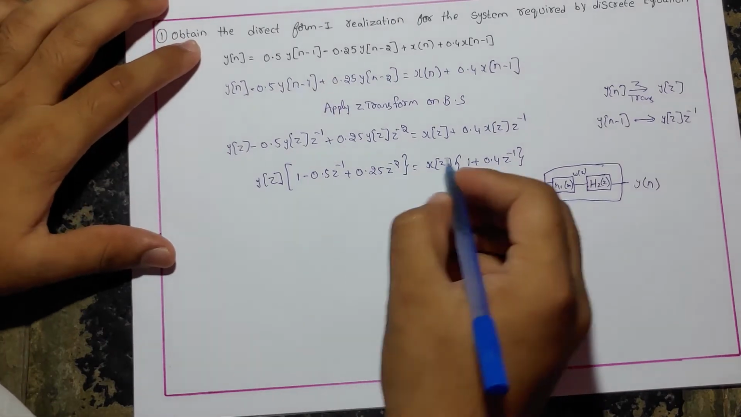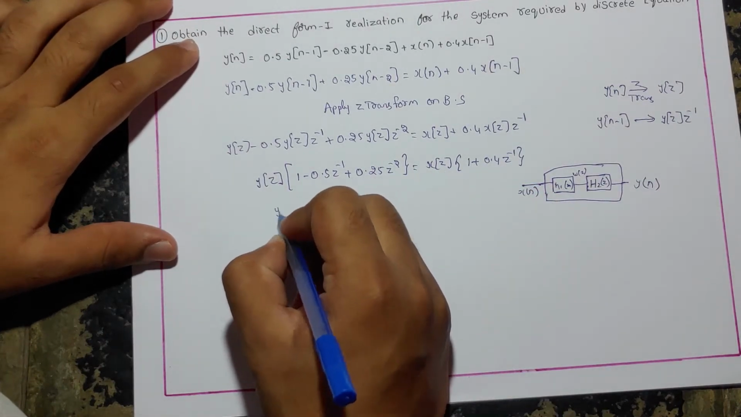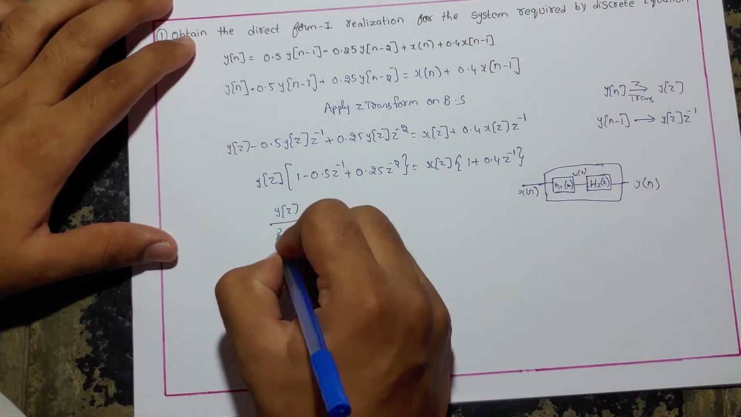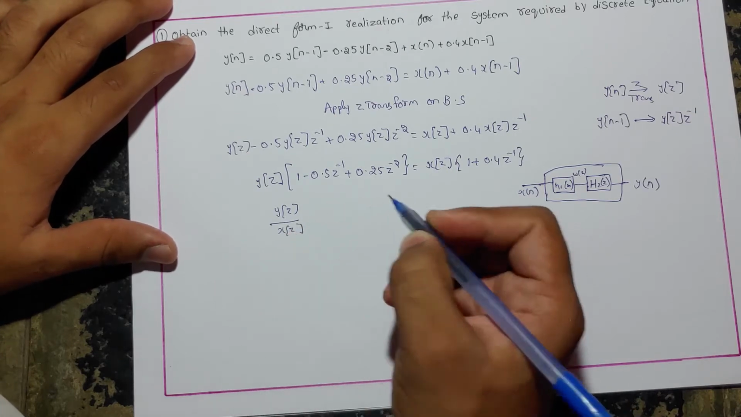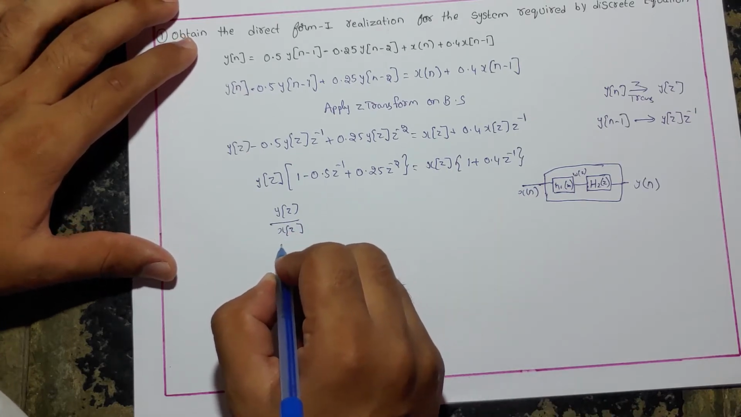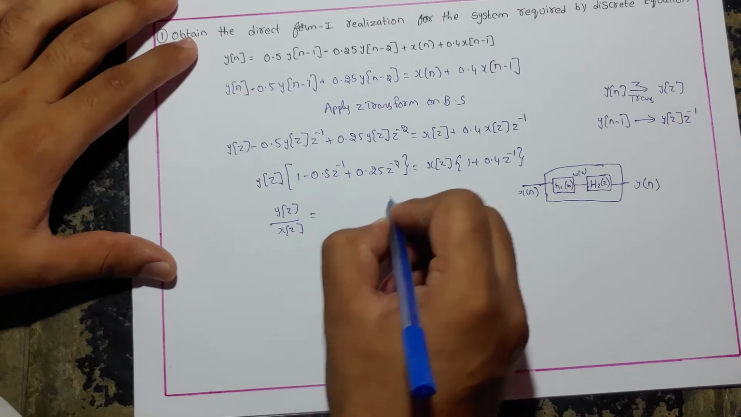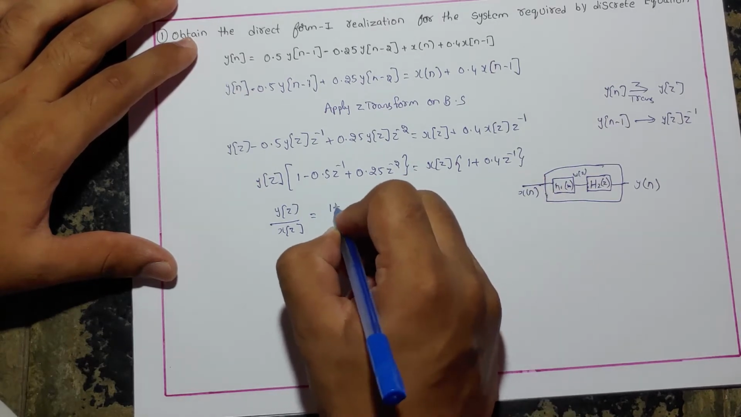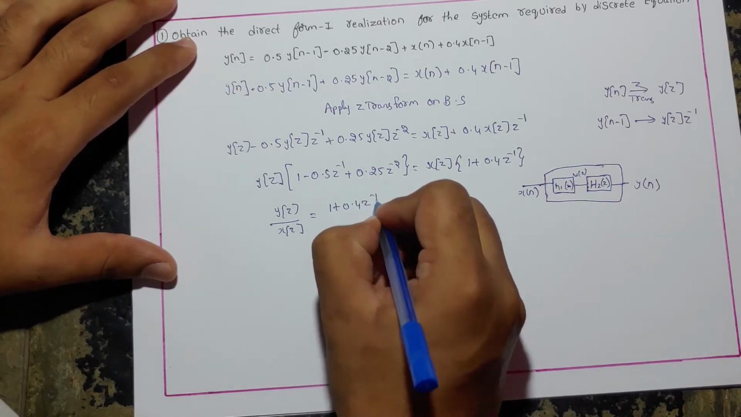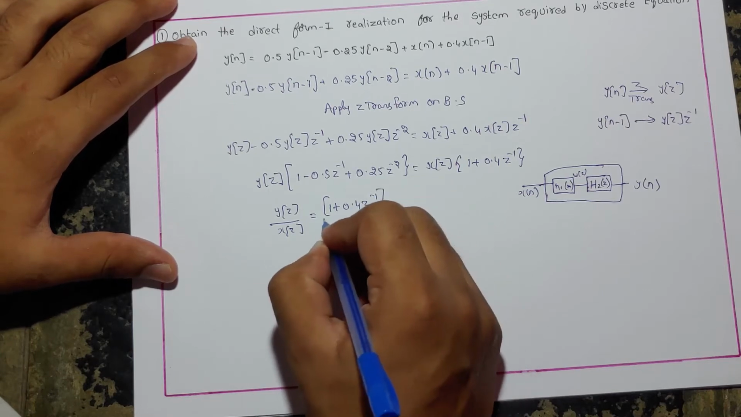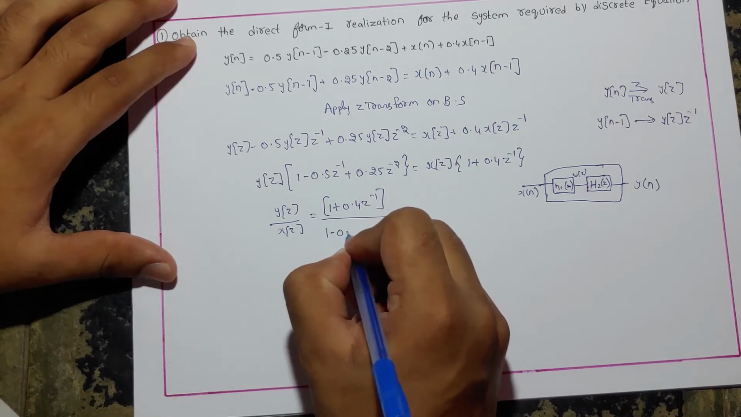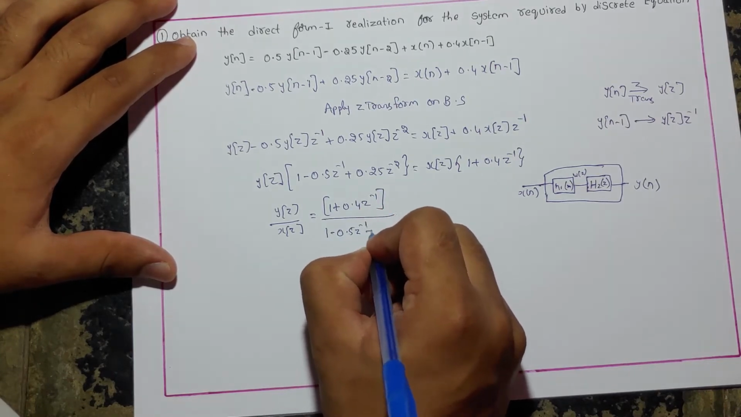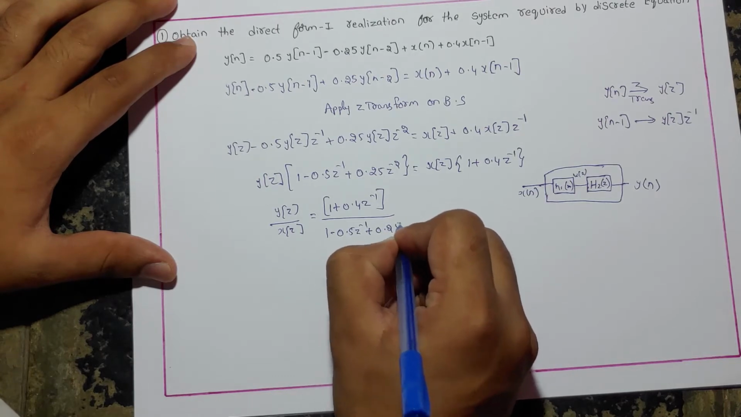now let us take the terms in the form of y of z by x of z, which is known as a transfer function or system function, which is equal to 1 plus 0.4 times z power minus 1 divided by 1 minus 0.5 times z power minus 1 plus 0.25 times z power minus 2.